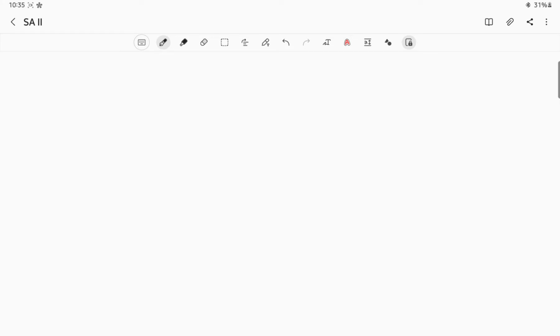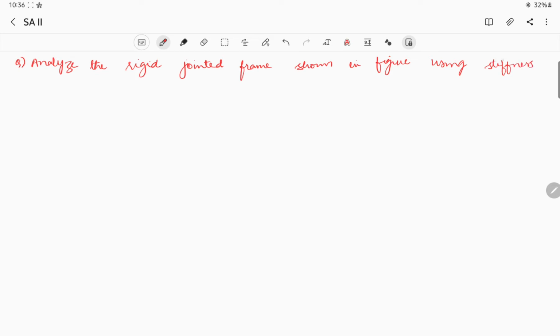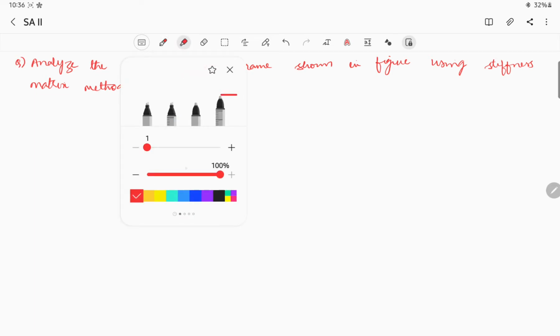So today we will see another problem related to stiffness matrix method, and the question is: analyze the rigid jointed frame shown in figure using stiffness matrix method.